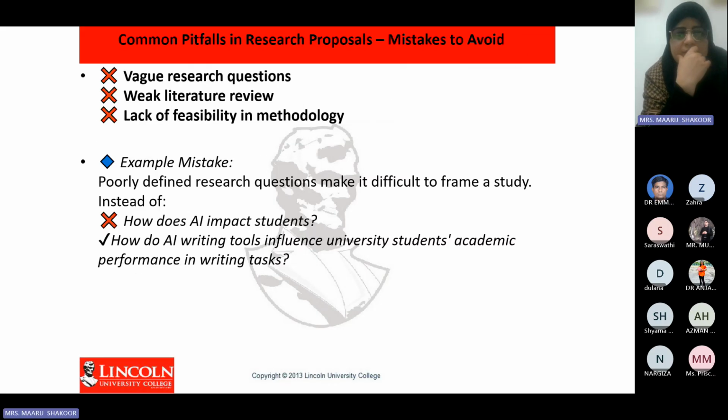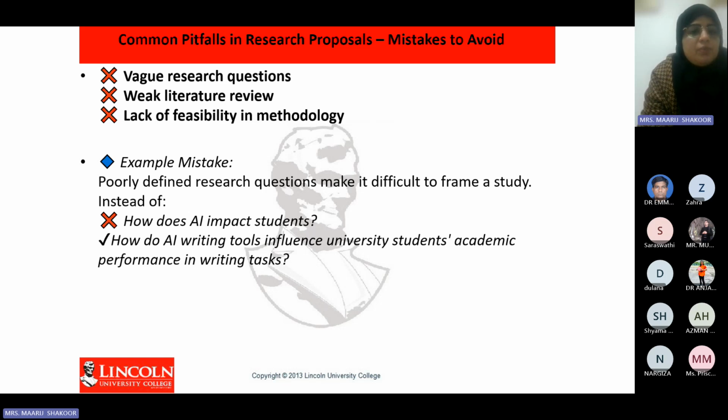Okay, common pitfalls in a research proposal are mistakes you should avoid. Vague, unclear research question. Weak literature review. If the literature review is going to give you the foundation of your study, and it is weak, then how can your analysis be in a good position? Lack of feasibility in methodology. It should not be there.